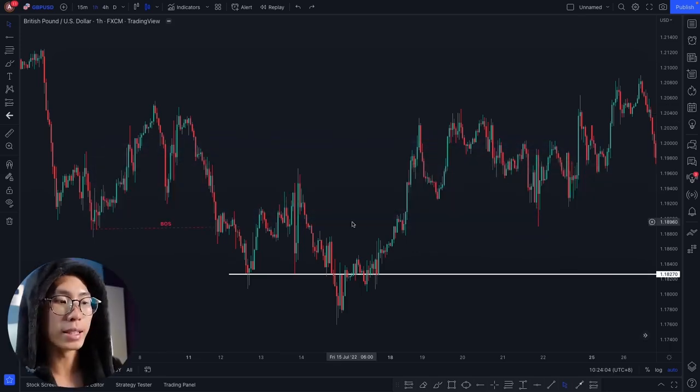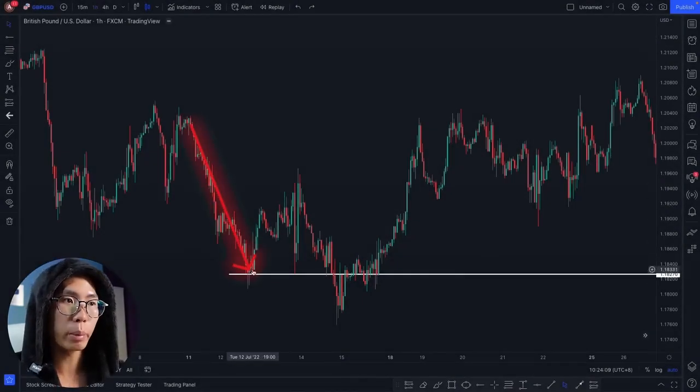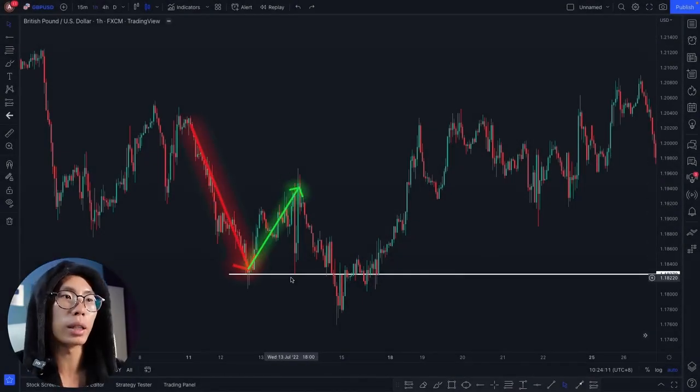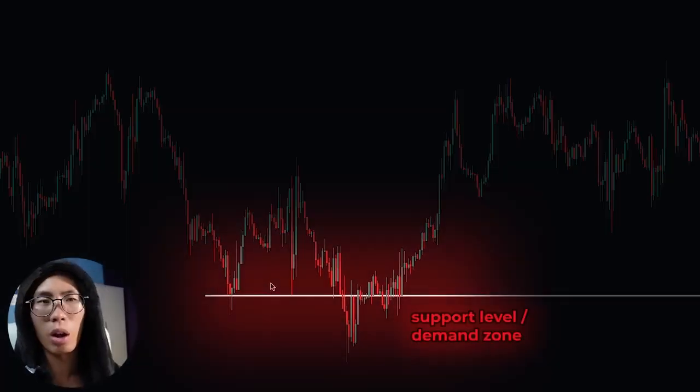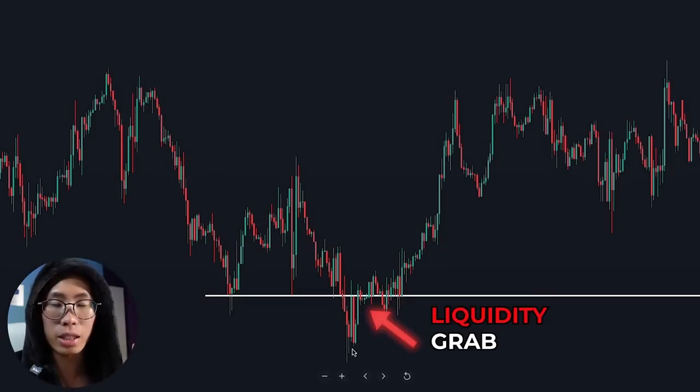We can see that there's a support area right around this area here, because whenever price comes back down here, it always reverses, comes back down, reverses. So you can see price has just been respecting this support level or demand zone, whatever you like to call it. And over here, price gave us a liquidity grab.